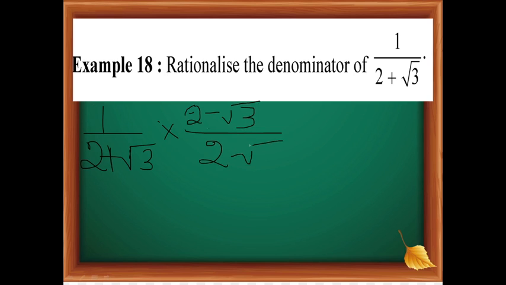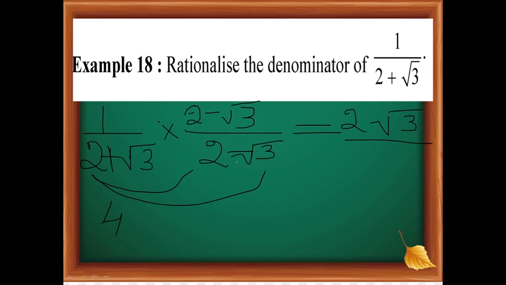2 minus root 3. What we will get? 2 minus root 3. What is the answer of 2 plus root 3 into 2 minus root 3? What will be our answer? Our answer will be, let me multiply here. 2 to the 4. Then 2.